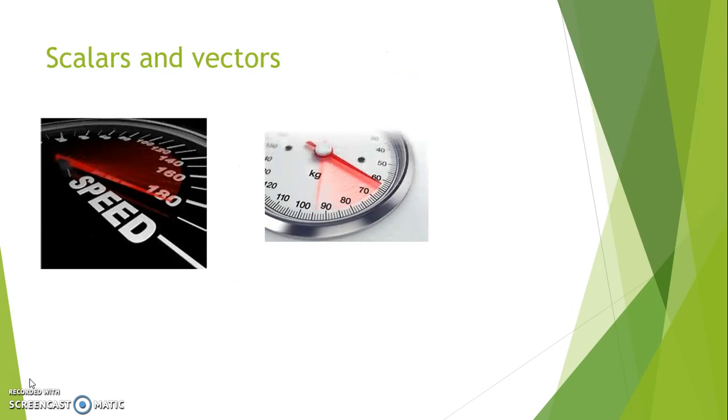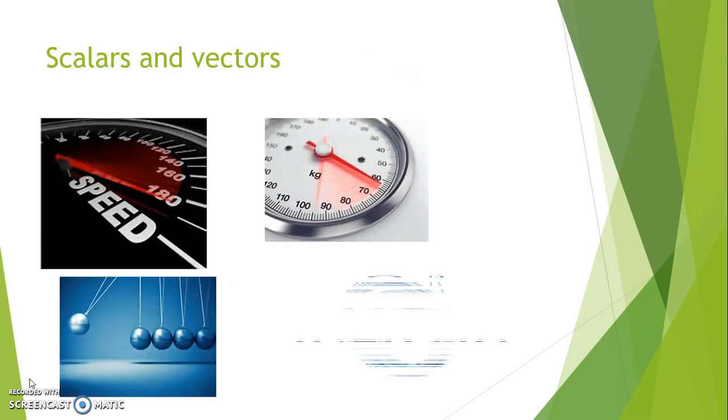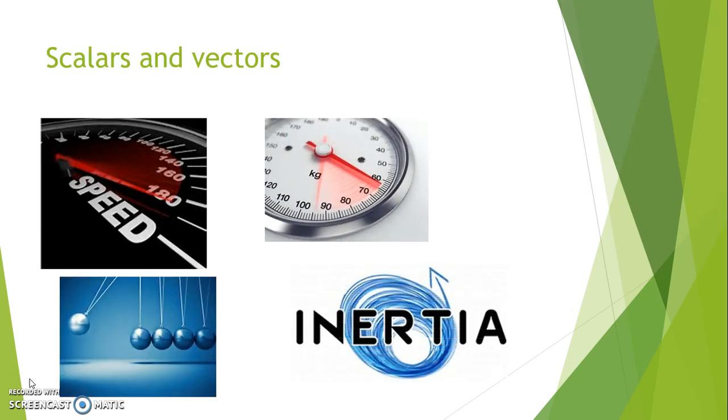So scalars and vectors. A scalar is a value that has a magnitude, how big, fast, or far. An example is distance, speed, mass, or inertia. And a vector is a value that has a magnitude and a direction, however fast, up or down. An example is displacement, velocity, acceleration, deceleration, weight, or momentum.